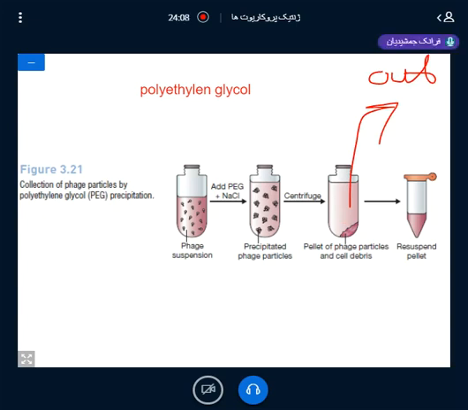So, phages are very small particles. If we centrifuge, we can't get them in the pellet because they are so small and so light. So we should add polyethylene glycol, which in the presence of salt can absorb water and these particles, making them heavy, and when we centrifuge, they will go down. We discard the supernatant and resolve the phage particles. Do you have any questions up to now?